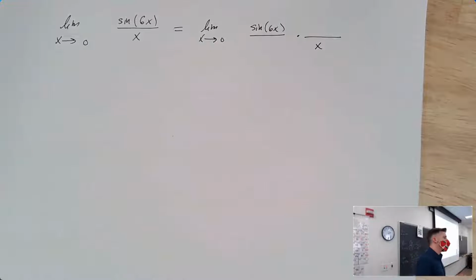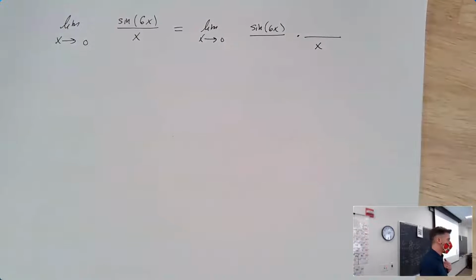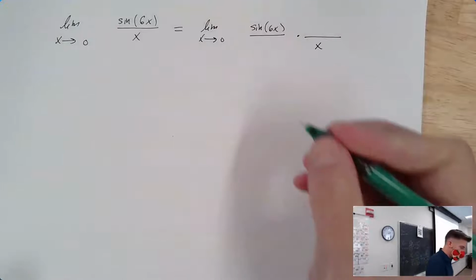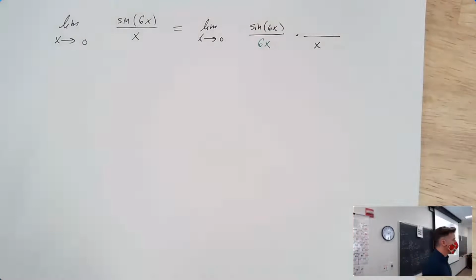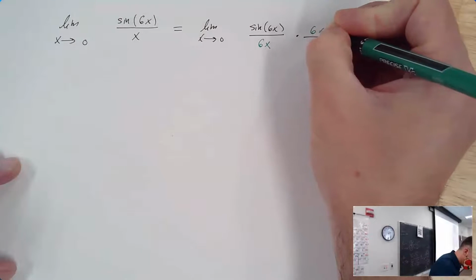What do I wish was in the denominator of my sine of 6x fraction? I wish there was a 6x there, right? So with sine of 6x over 6x, its limit would be 1. Okay, well, wishes come true. There we go. But we have to accommodate for that, right? You can't just divide by 6x without changing anything else. We also have to multiply by 6x.